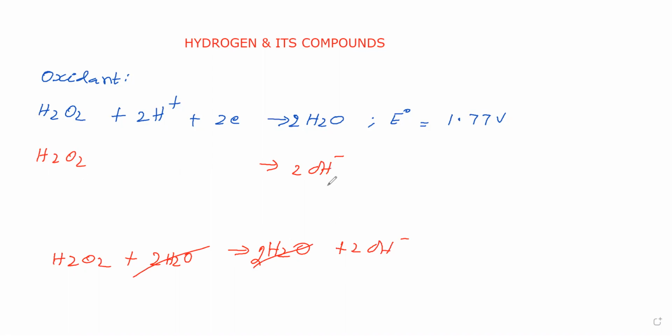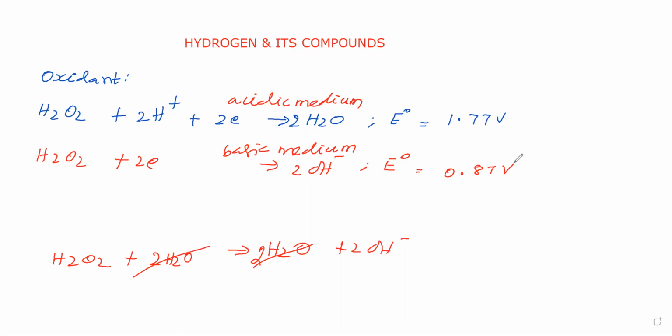Now you see oxygen 2, here also oxygen 2, hydrogen is 2, hydrogen is 2. Here -2 is there, therefore write 2 electrons here. This is what basic medium means, and that was acidic medium. Here E naught in basic medium is 0.87 volt. Okay. So we said regarding hydrogen peroxide acting as oxidizing agent.